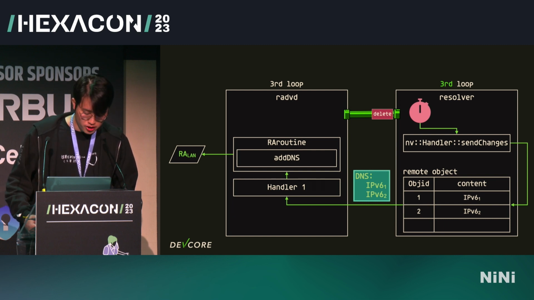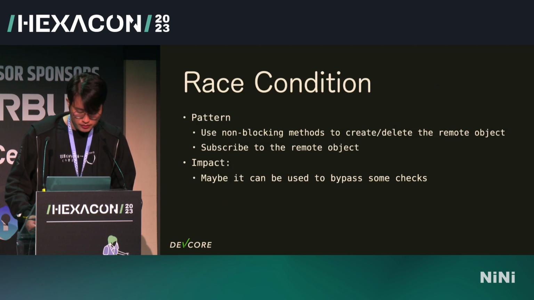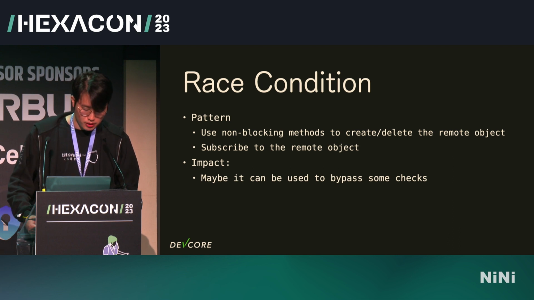It seems hard to achieve the race condition because there is a timer, but the mechanism is more complex than I just explained. So the race would always happen as long as two RAs arrive at the router in a short period. So the pattern of a race condition in the remote object is as follows. Use a non-blocking method to create and delete a remote object, and the target process subscribes to the remote object. Then we can mix the results of two requests into one. They make us bypass some checks in the binary.